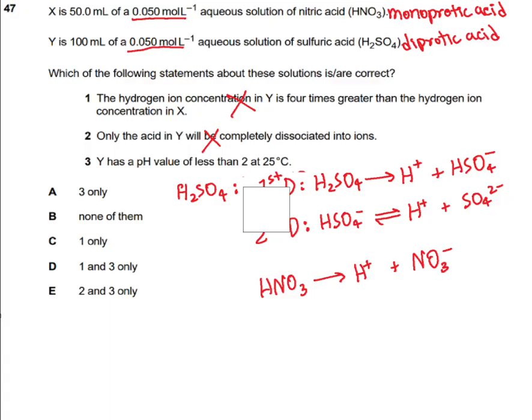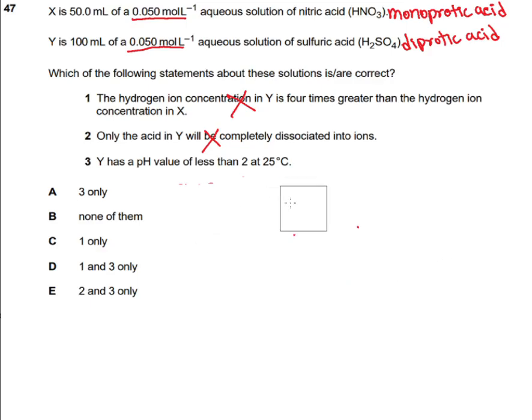So now let's move to statement 3. Quickly erase this. Okay, so statement 3 states that Y, which is sulfuric acid, has a pH value of less than 2 at 25 degrees Celsius. So we know this is basically room temperature, so no added heat. So at room temperature, its pH must be less than 2. So let's find out. We know the formula of pH is equal to minus log of H plus, the concentration of H plus ion.